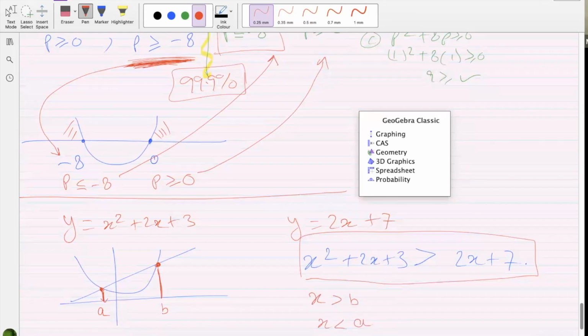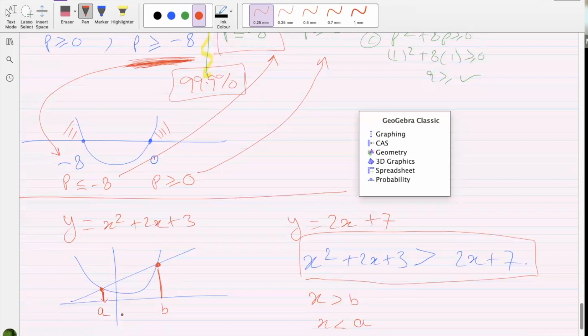Any disagreement? Like if I say B is 9, then when I use a value more than 9, the graph is above this line. If I say the value of A is like -2, when I use a value less than -2, again the graph is above this line. Between A and B, the line is greater than the graph. It lies above the graph. Is this clear?